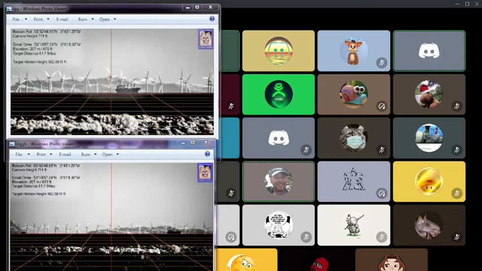What's the diffraction limit of the human eye? 1.22 times the wavelength. That's not true. Oh, really? Yes, it's 0.02 degrees. It's 0.02 degrees.